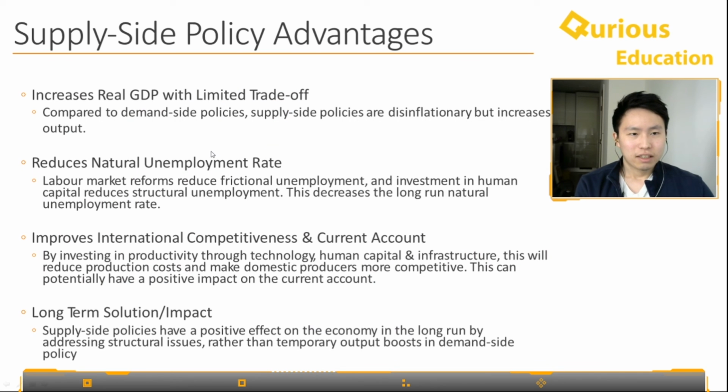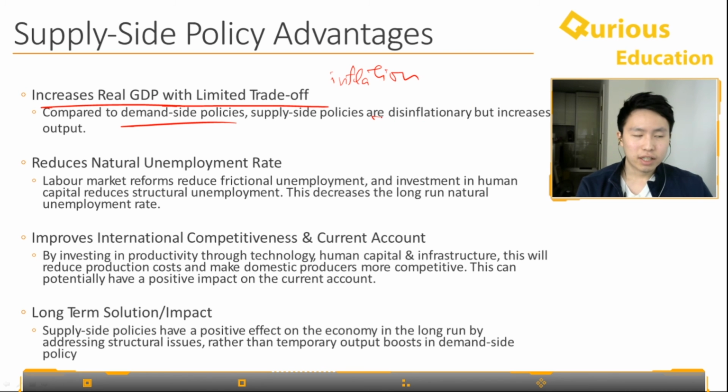Okay. So now let's look at some advantages of supply side policies. One advantage here is that there's an increase in GDP with a limited trade-off. Because in general, if you're familiar with demand side policies, which we will be talking about in 2 weeks' time, demand side policies would tend to increase inflation, whereas supply side policies are relatively disinflationary. This is because demand side policies would mean more demand for the amount of goods and services circulating in the economy, and as a result, people would be willing to pay more for them, hence increasing inflation.